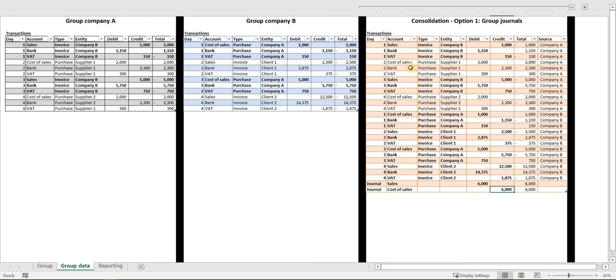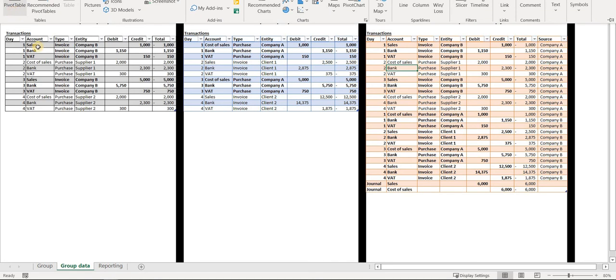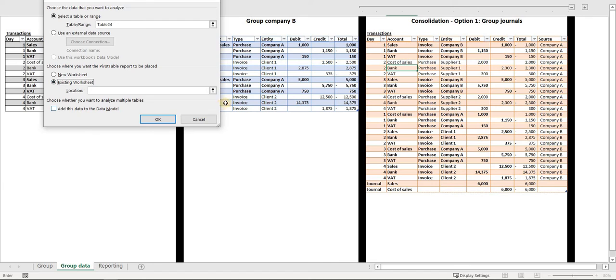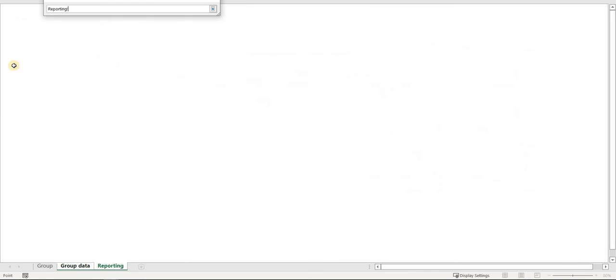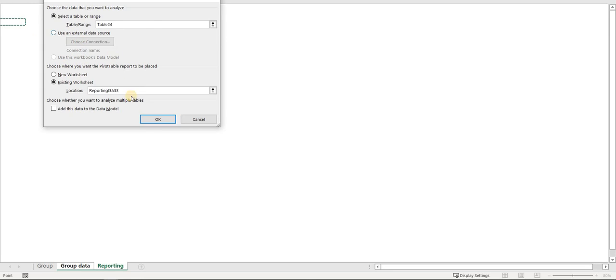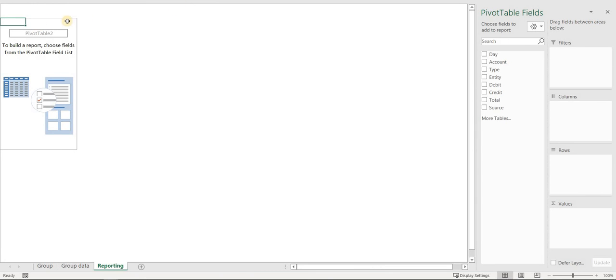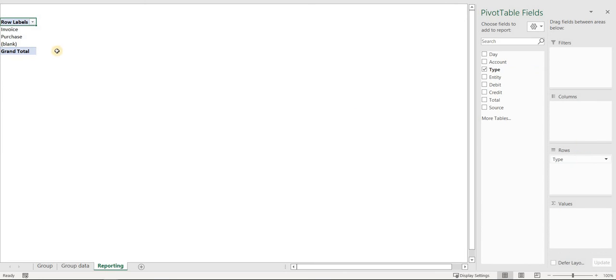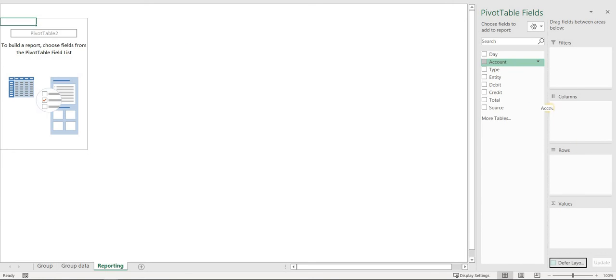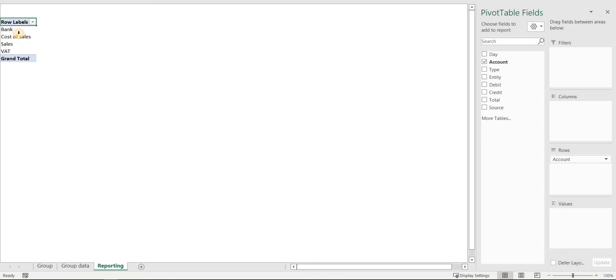And if we were to throw this into a bit of a report, I'm just going to throw this into a pivot table. Then, I'm going to throw it onto this reporting tab I've got already built here. This would show us a quick overview as to what we have now done. So firstly, let's see what type we have. We've got invoice. Let's rather take accounts, what account we have. So we've got accounts, bank, cost of sales, sales, and VAT. So those are the accounts we actually touched on this transaction set.